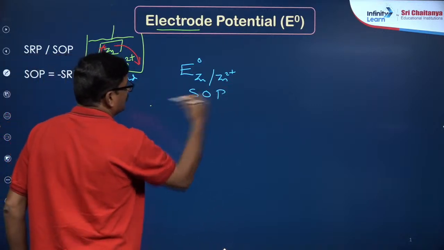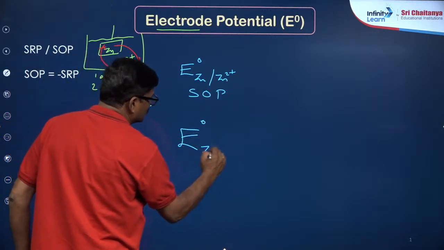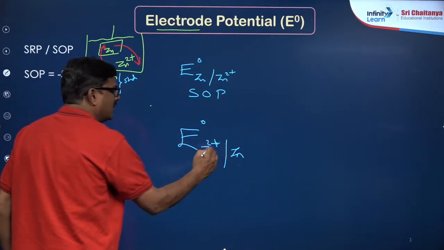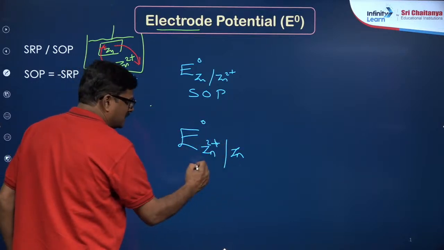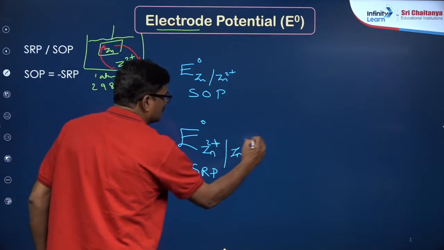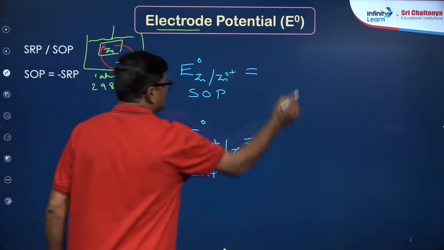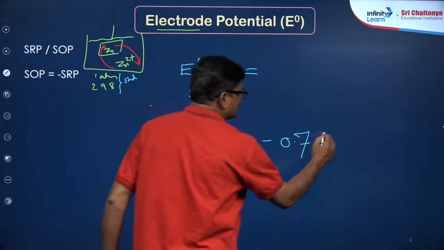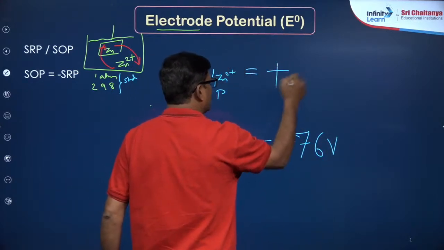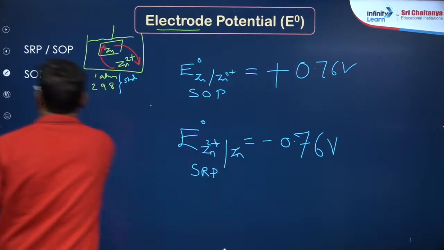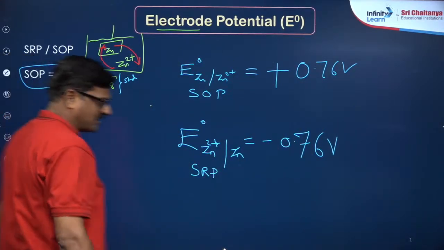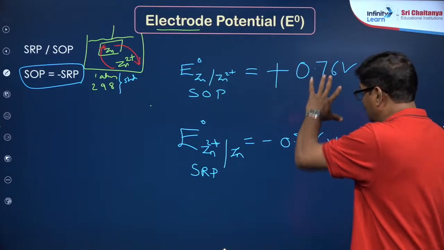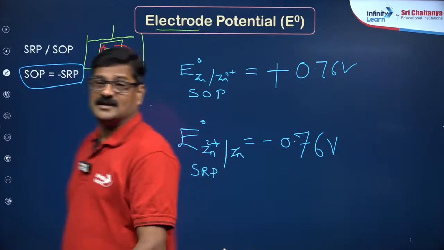If zinc 2 plus is converted into zinc, this is a reduction process. The potential for a reduction process is called standard reduction potential. This is called standard oxidation potential, and this is standard reduction potential, 0.76 volts. It is going to be plus 0.76 volts. What I want to say is, standard oxidation potential and standard reduction potential are equal in magnitude, but the sign changes, completely opposite.